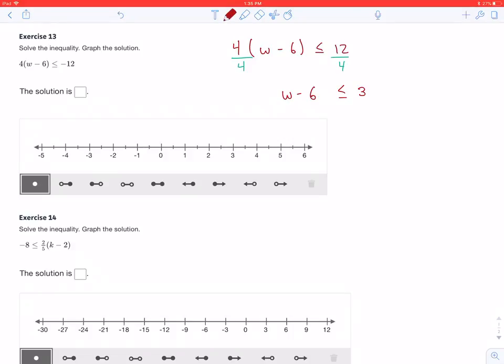That 1 that was outside is not really outside. And then following that, you would just do the one step that you would need in order to solve out the inequality, and that would give you your answer.